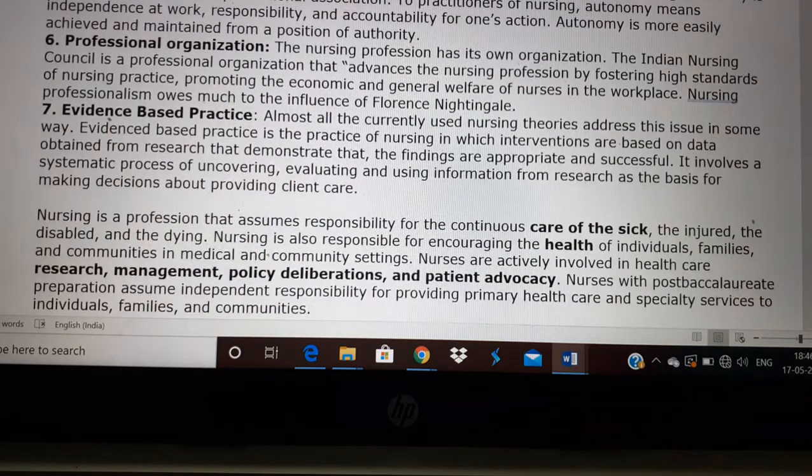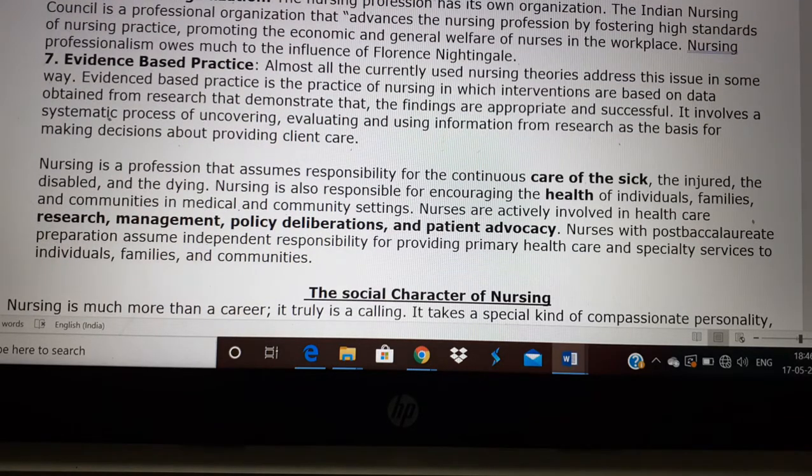And nursing is also a profession that assumes responsibility for the continuous care of the sick. They cannot abandon the sick after some time. They take care of the injured people, the disabled people, and the dying people. So a nurse is a person who takes care of every kind of sick people, from those who are mildly sick to the extremely sick, and the people who are terminally ill and dying.